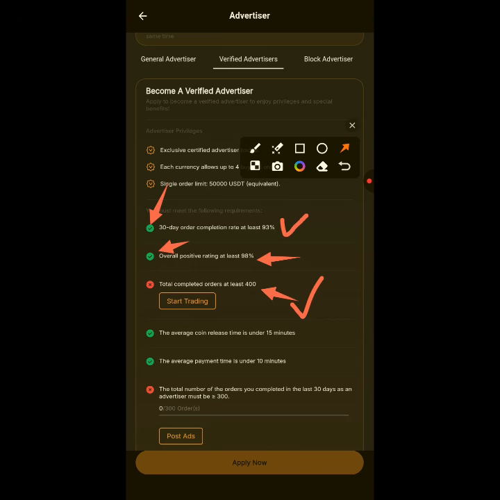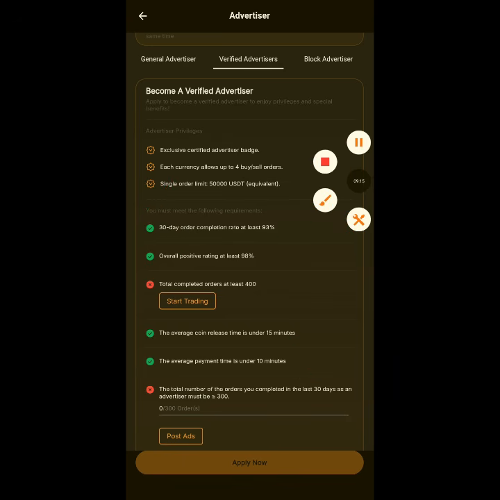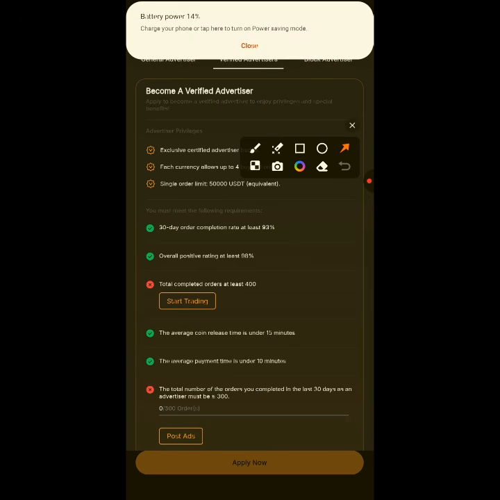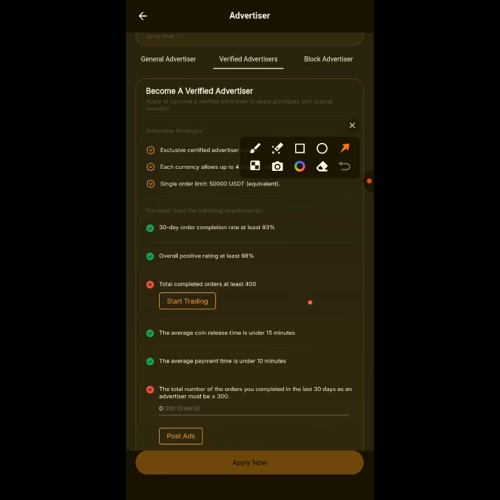I taught you about average release time and average payment time. Average release time is simply for when people have paid you money and you are taking time to release their USDT. The time will be counting. If you take too much time to release somebody's USDT, your release time will be large, and you're not going to pass.